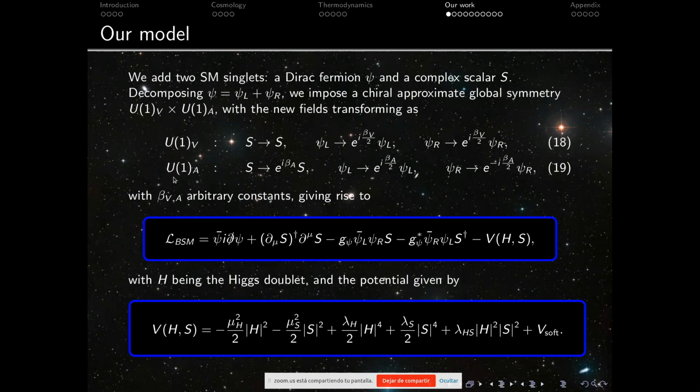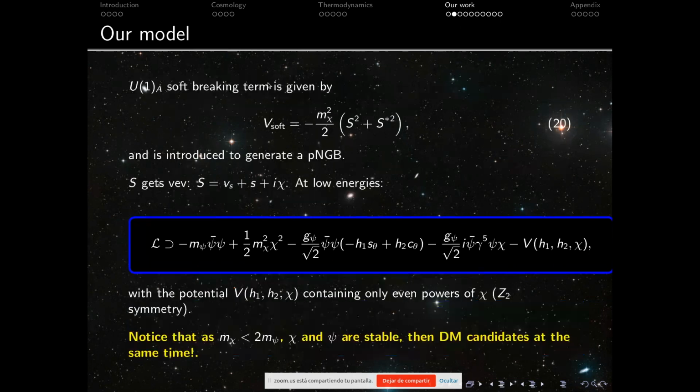And the axial U(1) symmetry transforms your fields in this way. This has the consequence that your Lagrangian turns out to be this, with some interactions, Yukawa-like couplings between the new scalar and the new fermions. And you have a typical potential, a kind of Higgs portal here, typical terms for S, and we also introduced by hand this soft breaking term, which is this one.